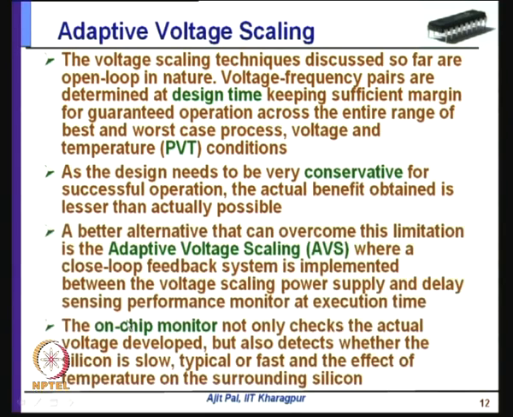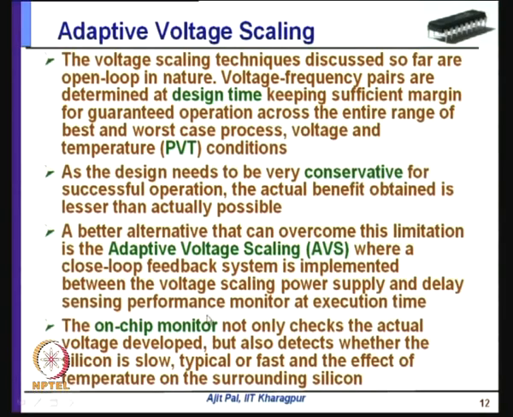That is the reason why in adaptive voltage scaling a closed loop feedback system is implemented, where the voltage scaling power supply and delay sensing performance monitor work at execution time. At execution time the delay is sensed, what is the delay for a given applied voltage, and accordingly this on chip monitor not only checks the actual voltage developed, but also detects whether the silicon is slow, typical or fast, and the effect of temperature on the surrounding silicon.